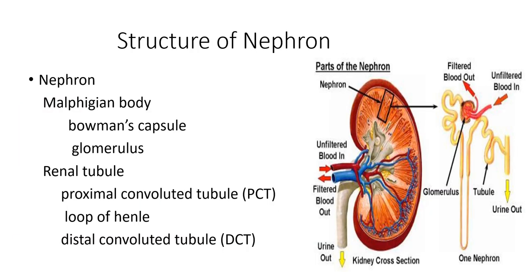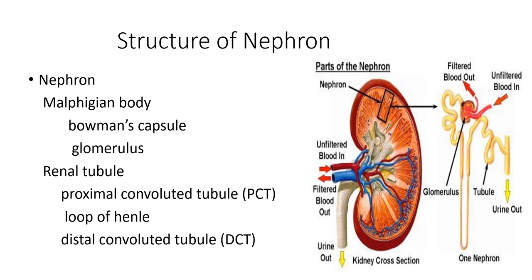In this slide, we are going to learn about the structural and functional unit of the kidney, that is called the nephron, and its parts. I already said that the medulla and the cortex are accommodated with a numerous number of nephrons. More than 1 million nephrons are present in each kidney.